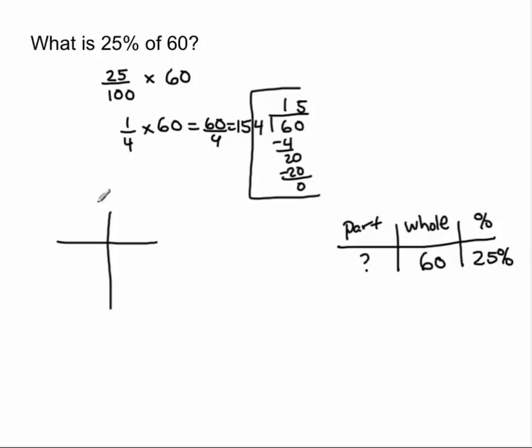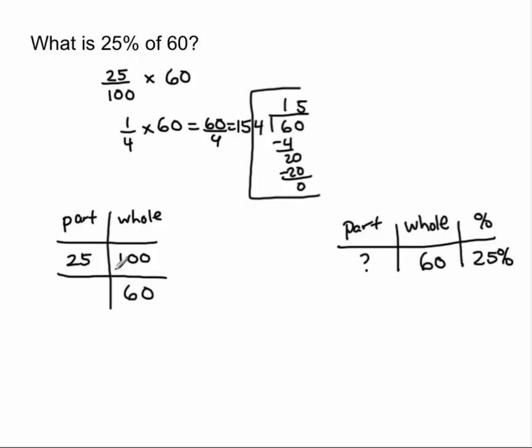I'm going to make a ratio table, and I'm going to make one of the columns read part and the other column read whole. Now I'm going to write the rate, which is the percent, rate per 100, and 25% is 25 parts out of 100 whole, out of 100 parts that make up the whole. And then I'm going to put my whole right here of 60.